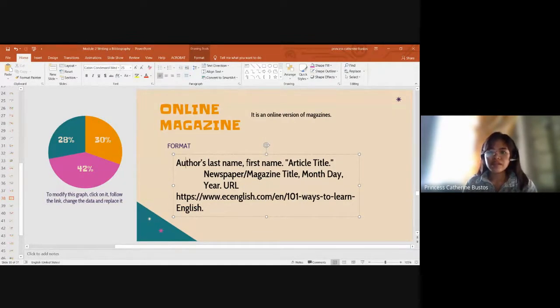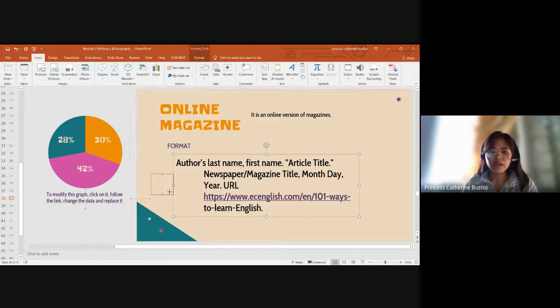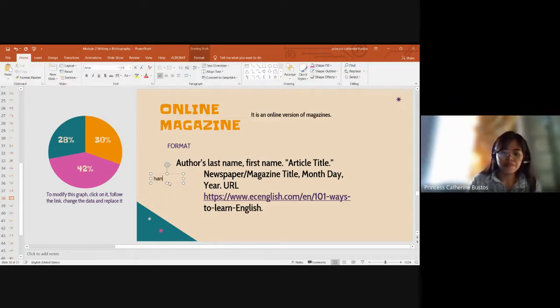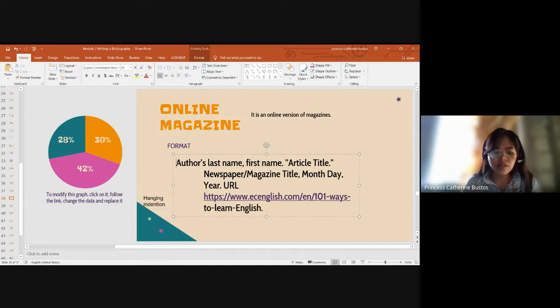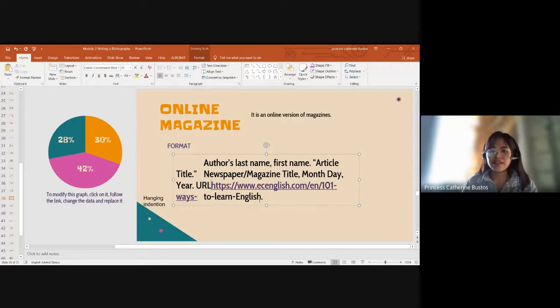So we have the author's last name, article title, newspaper. Okay. So I was talking about the hanging indention a while ago. When you write your essay, usually you indent your sentences or your paragraph like this. The first part is inserted to the left side. Just like this, this is your paragraph format.